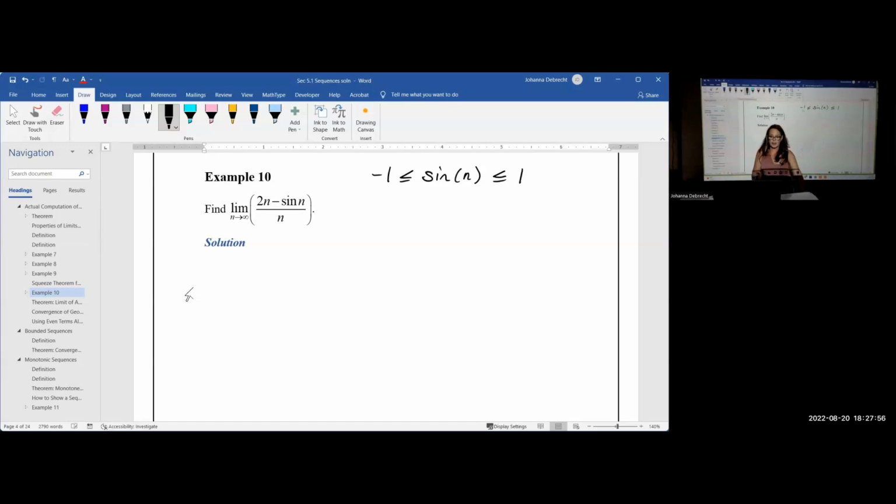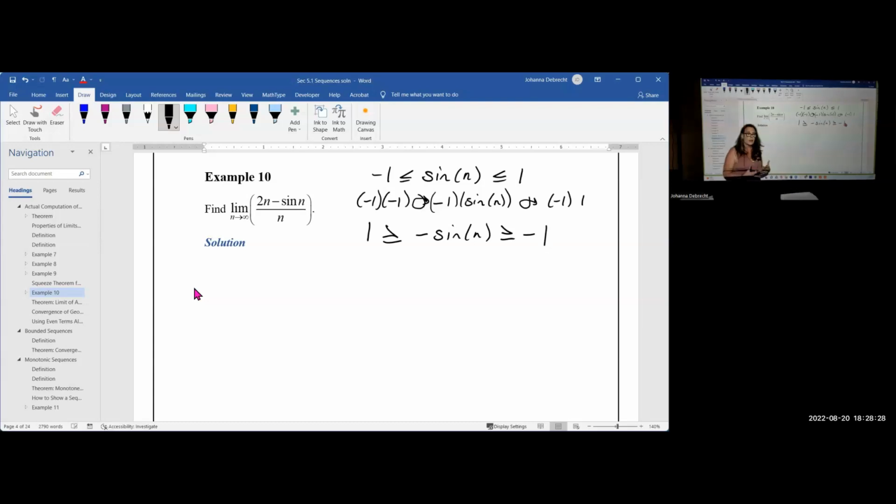Now, when you multiply or divide by a negative in an inequality, this is going to reverse the symbols. So these get turned around, and I have negative 1 times sine of n. And this is going to get turned around, and I have negative 1 times 1. So I get 1 greater than or equal to negative sine of n, greater than or equal to negative 1. Because I multiplied by a negative, I reverse the sense of the inequality.